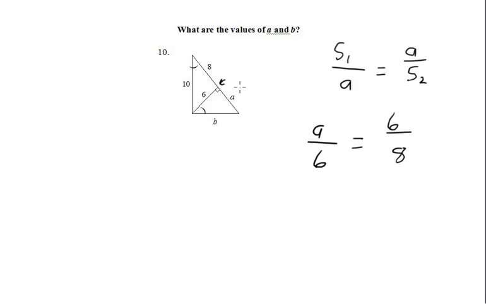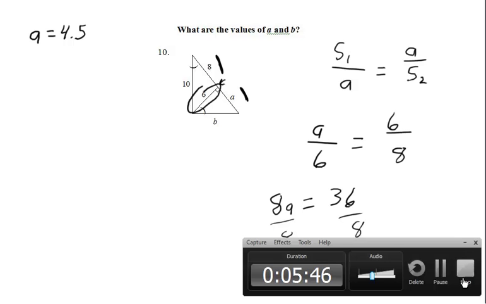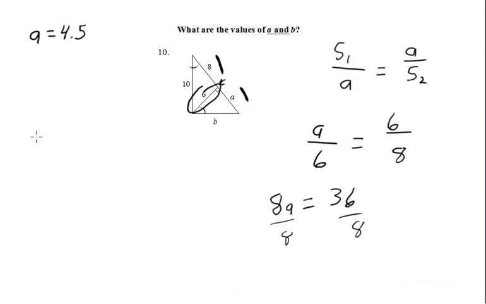Here's our side 1 and our side 2. And we're sharing this altitude right here. So I cross multiply these and I get 8a equals 36. Divide both sides by 8. And I get a up here, I'll put it up here, a equals 4.5. Okay, so that gives us a.